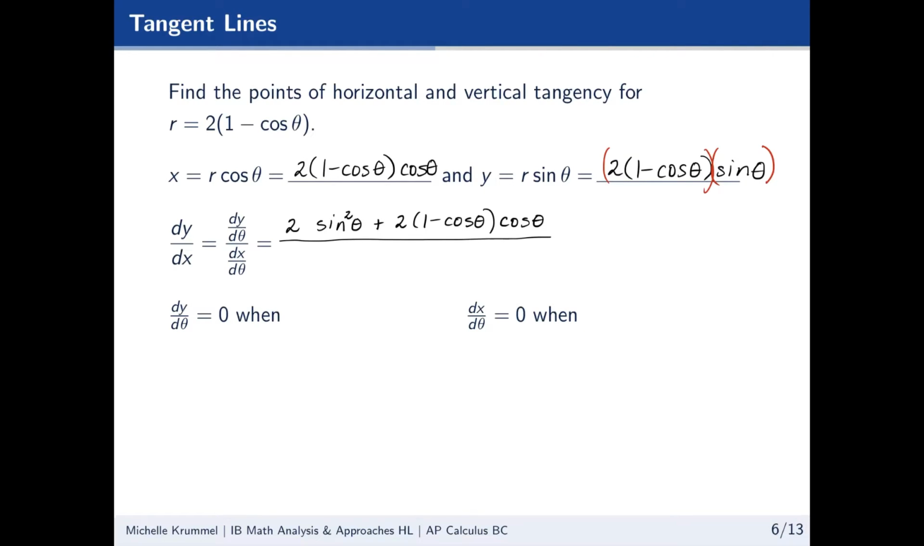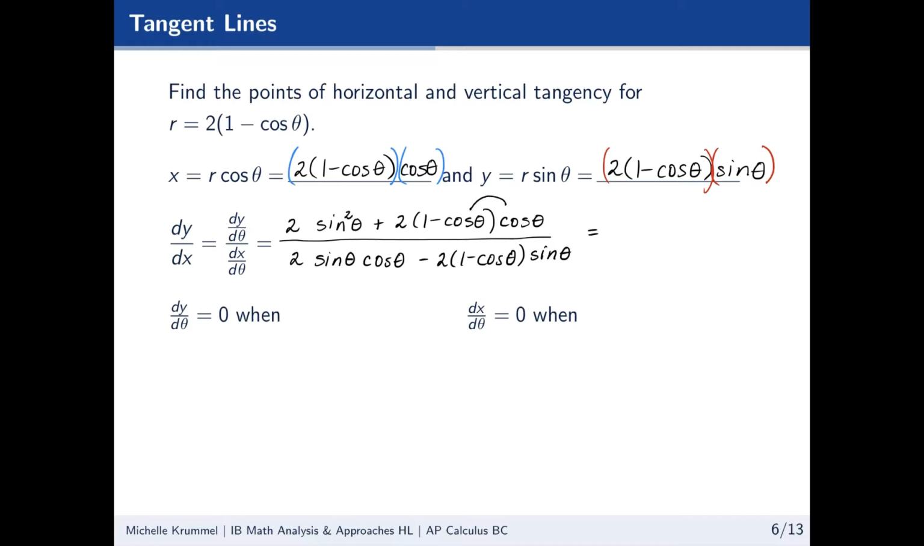My dx d theta, I am also using product rule, so I will group this as the first factor and then just the cosine theta as the second factor there. So derivative of the first, 2 times sine theta, times the second, plus the first, times the derivative of the second, which is negative sine theta. We may want to simplify this a bit.